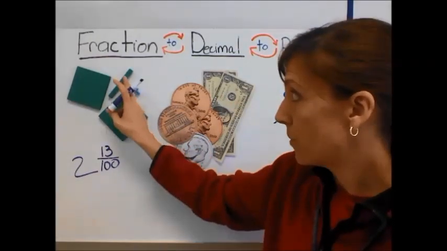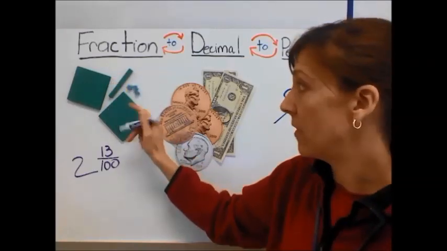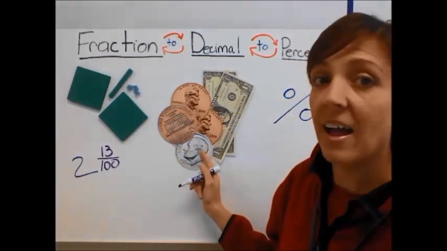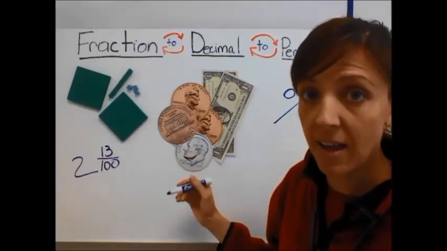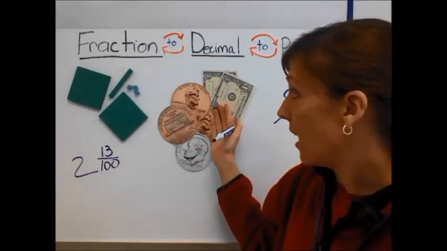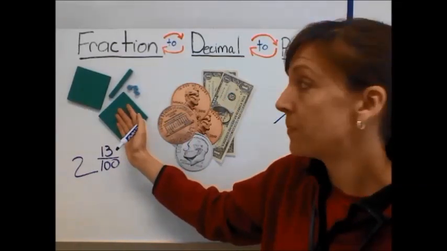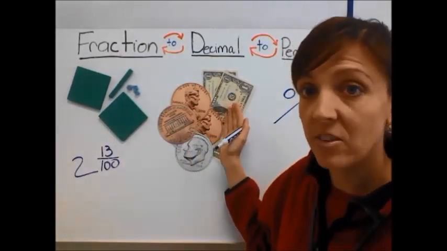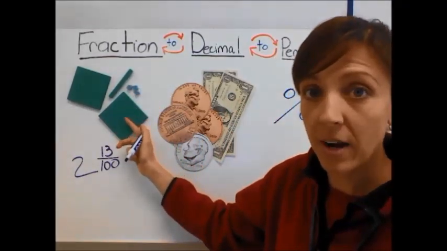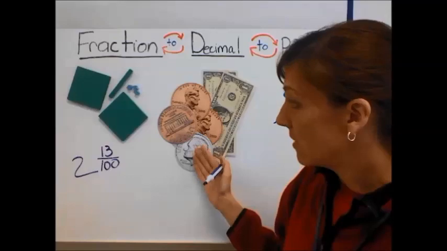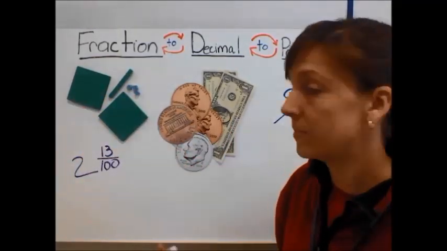The dime would be like this rod right here, which is made out of 10 of these tiny blocks. The dime is made out of 10 pennies. It takes 10 pennies to equal a dime. A dollar is like this square block. It takes 100 pennies to make a dollar. It takes 100 blocks to make one of these squares. It takes 10 dimes to make a dollar. It takes 10 of these rods to make a square.